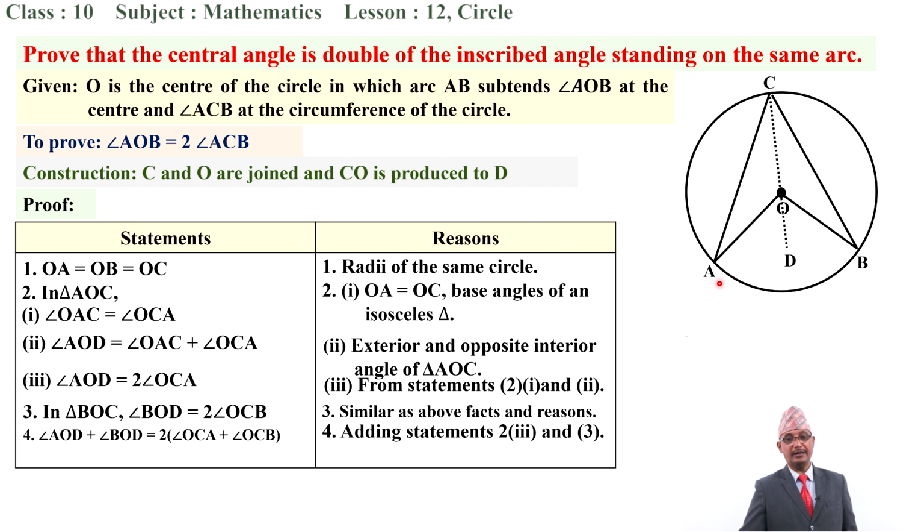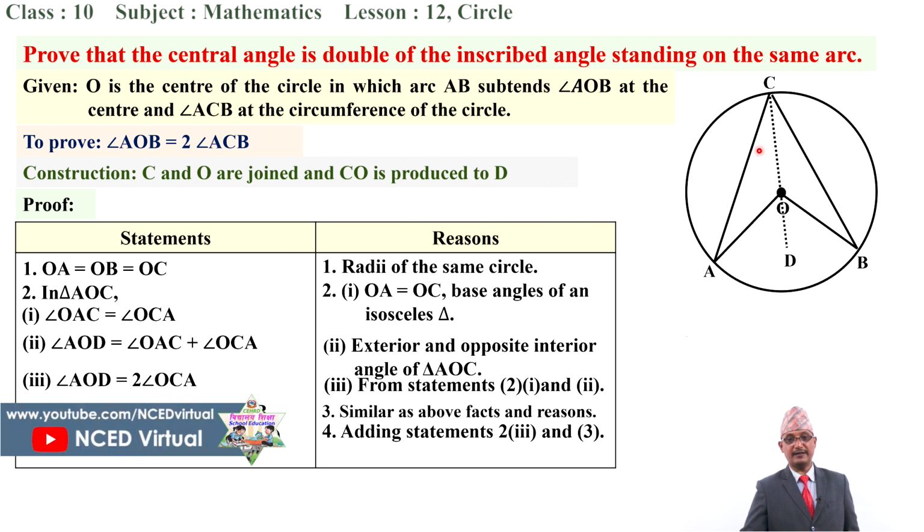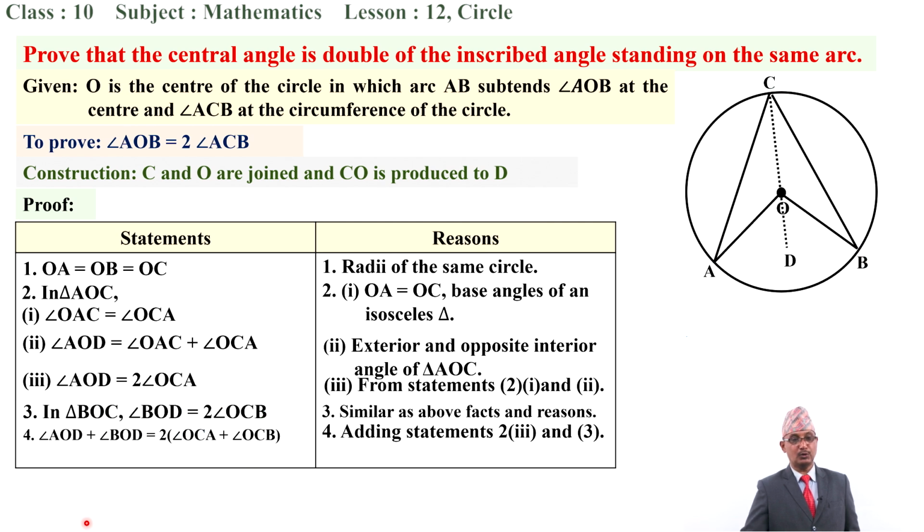Now look here again, AOD means this angle, BOD means this angle. So if I add this angle and this angle, which angle shall I get? Angle AOB. Similarly, on the right hand side, angle OCA means this angle, OCB means this angle. If I add this angle and this angle, which angle shall I get? Angle ACB.